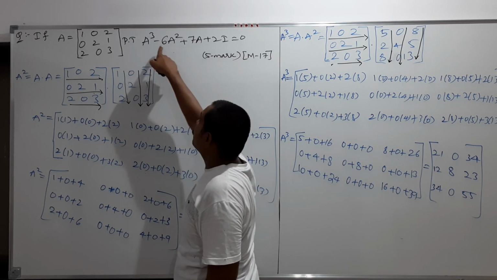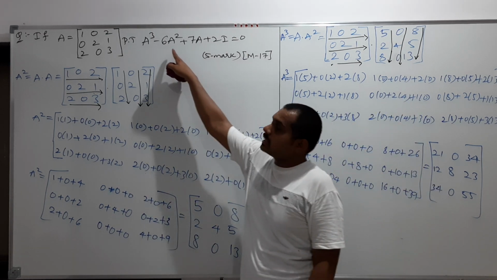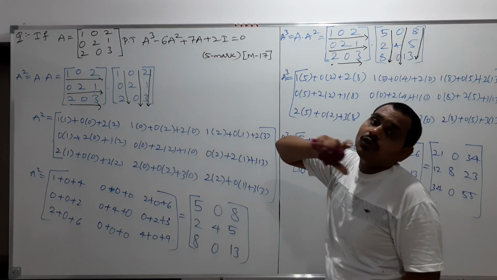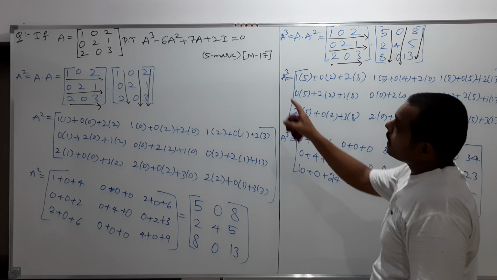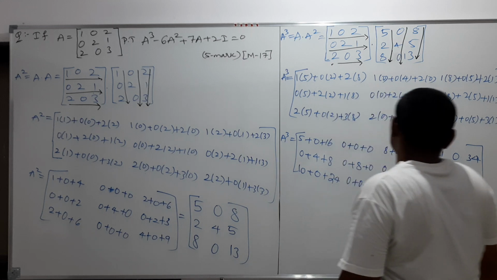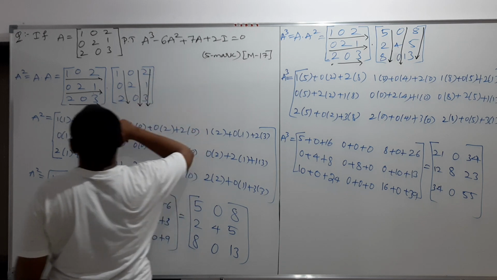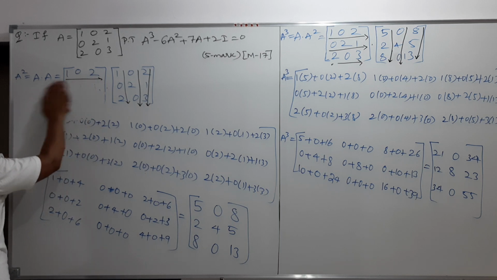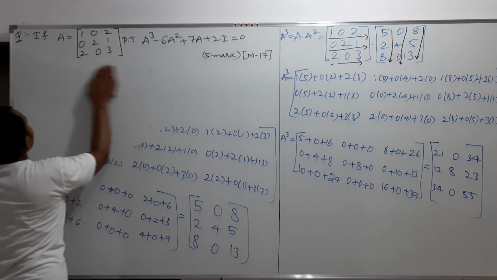Now substitute here A cube minus 6 into this A square value. To this A square value we should multiply with 6 because we require A cube minus 6A square plus 7A plus 2I value. We should solve that one. So next, my dear friends, I'll substitute all these A cube and A square values here in this LHS part. Since I don't have space here, I'll erase this and then substitute all these values. Clear?